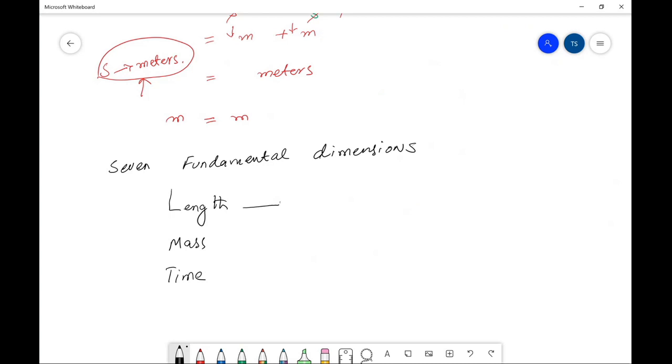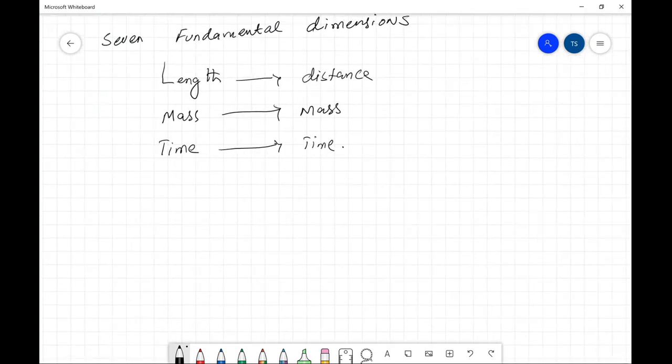So these are the 3 dimensions. As you know, length is the dimension for distance, or meter. Mass is the dimension for mass, which is a quantity. And time is the dimension for time, which is a quantity itself, or its unit is second. All right, so these are the three fundamental dimensions. We will have a look here.